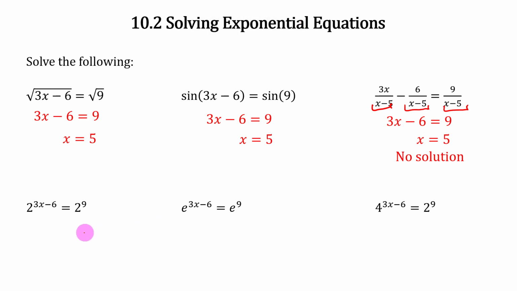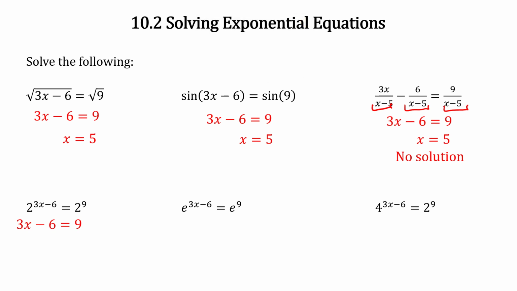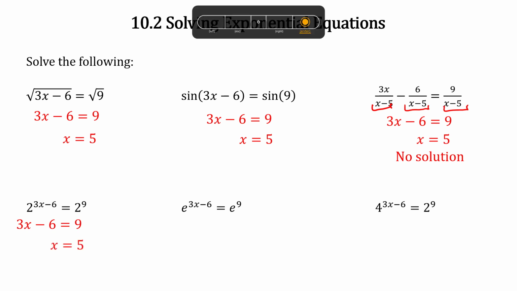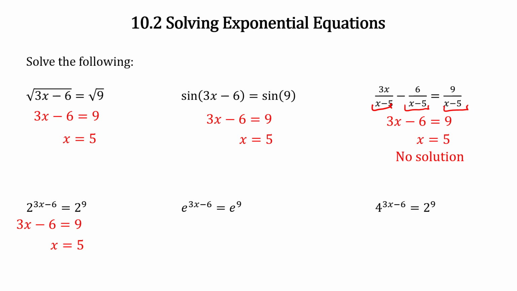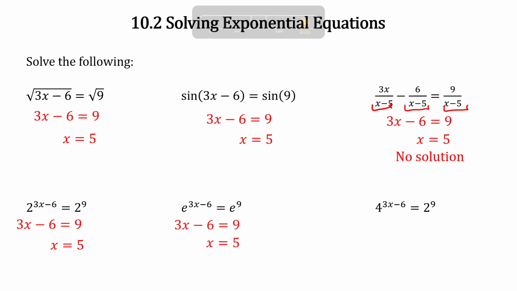Now we get down here to exponentials. 2 to the 3x minus 6 equals 2 to the 9th. Since the bases are equal, the exponents have to be equal. So we get 3x minus 6 equals 9, and we get x equals 5. Does it matter if the base is e? It does not. 3x minus 6 equals 9. Add 6 to both sides, divide by 3. x equals 5.